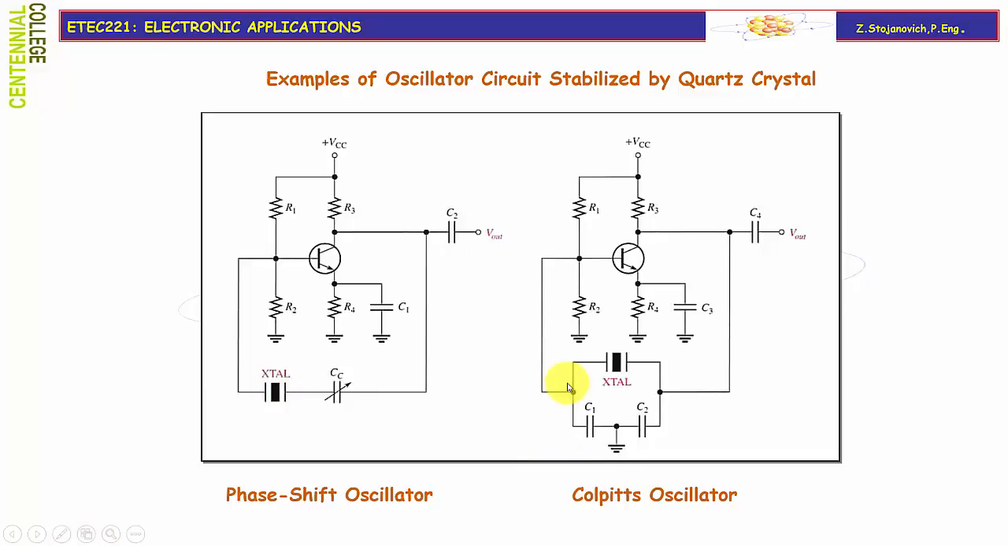On the right hand side you have a Colpitts oscillator where the inductor is substituted by a crystal. Obviously we are working here in parallel resonance, providing extremely high impedance at the frequency of oscillation.